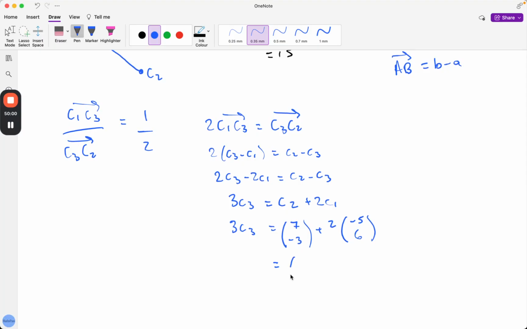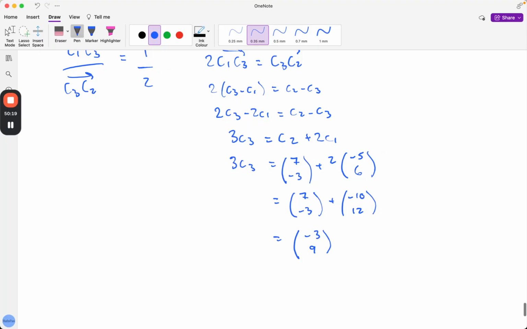Grand. We have 2 times this vector, so I'm going to do that here. 2 times minus 5 is minus 10. 2 times 6 is 12. So we've got 7 plus minus 10, so that's just 7 minus 10, which gives me minus 3. And then minus 3 plus 12 is the same as 12 minus 3, so I get 9 there. And that is what 3C3 is equal to.